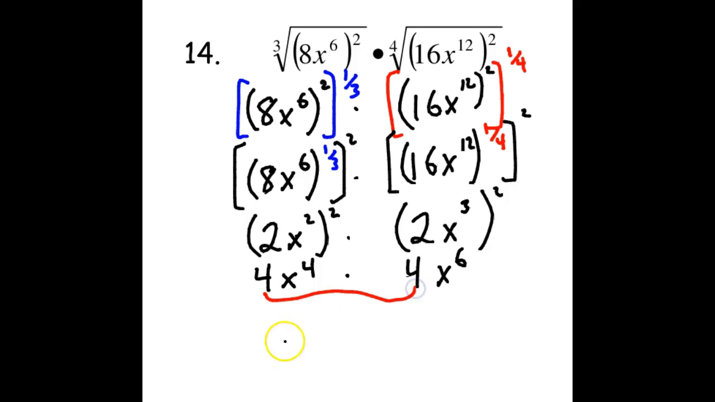And then lastly, we still have to multiply these both together. So 4 times 4 is 16. And then x to the 4th times x to the 6th. There's 4 x's here, 6 x's here. So we have 10 altogether. 16x to the 10th.